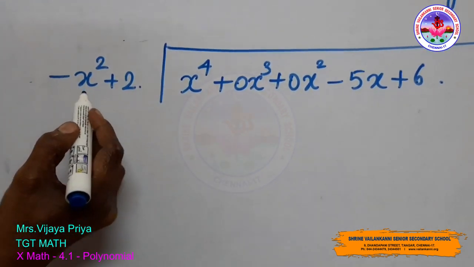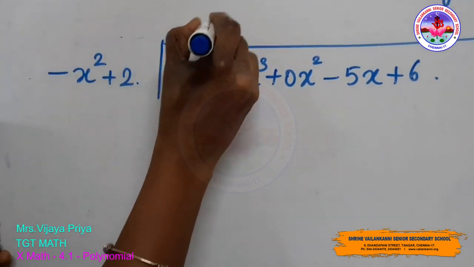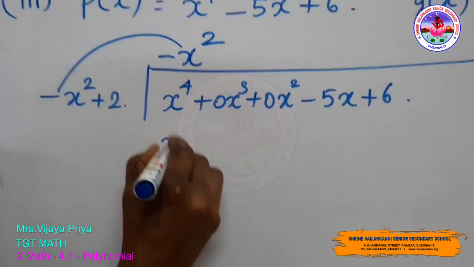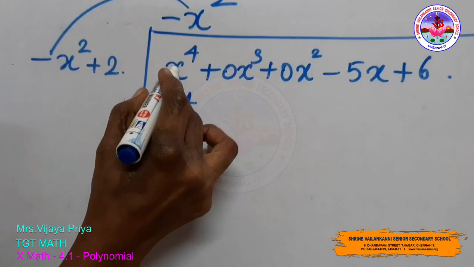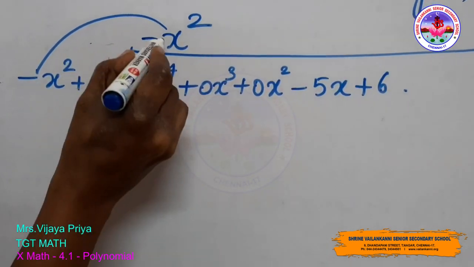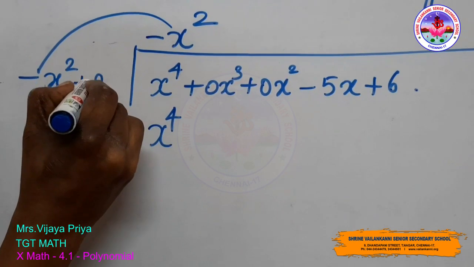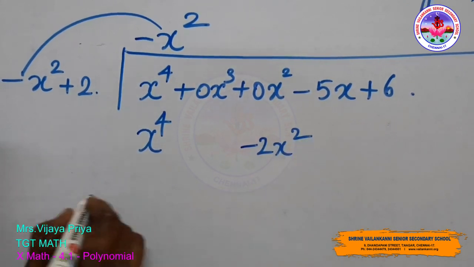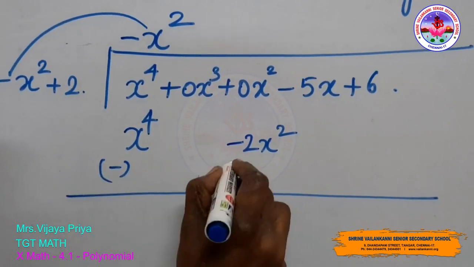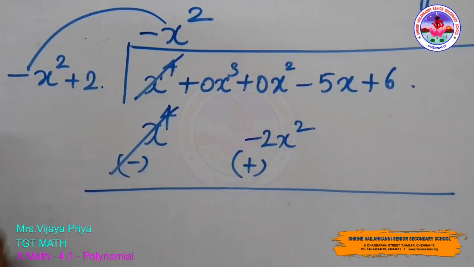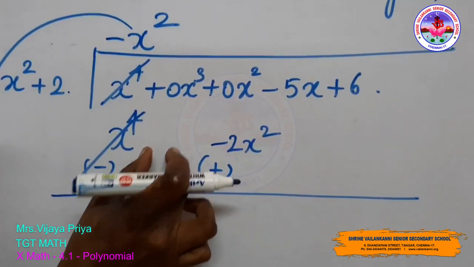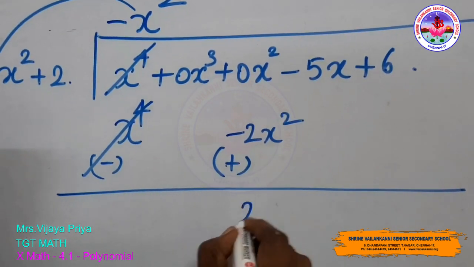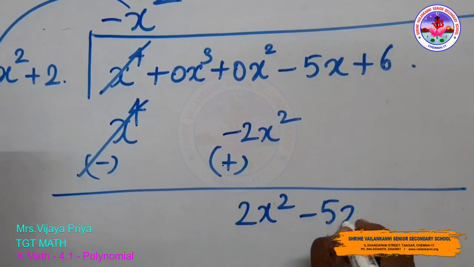Now looking to the first term of p of x and the first term of g of x, I am going to multiply minus x squared with minus x squared, so that I will get x power 4, satisfying my first term of p of x. And again minus x squared into plus 2, I will get minus 2x squared. So I am writing here minus 2x squared. Now changing the sign of this expression, I will get plus x power 4, minus x power 4 gets cancelled. 0x cubed has no value, so we are leaving this. I am writing here plus 2x squared minus 5x plus 6.